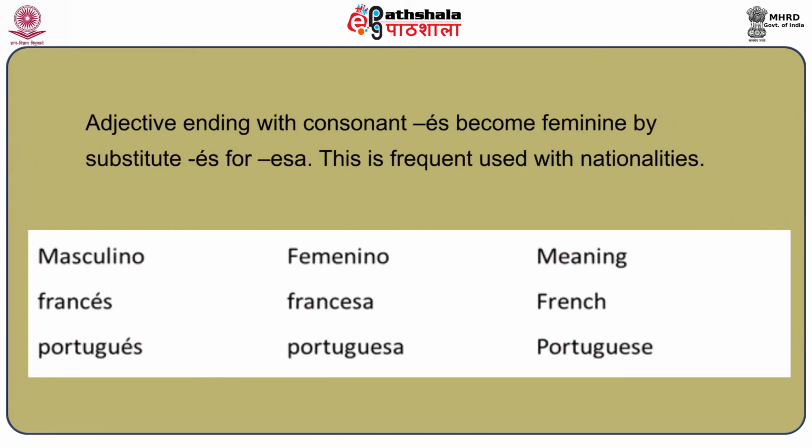Adjectives ending with the consonant es become feminine by substituting es for esa. This is frequently used with nationalities. For example, francés, which is masculine, will become francesa, and it means French. Same way, portugués will become portuguesa, meaning Portuguese.